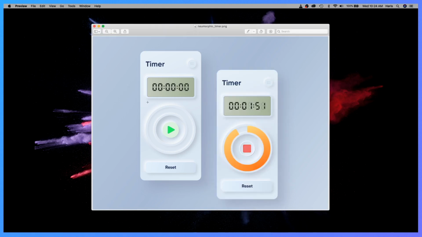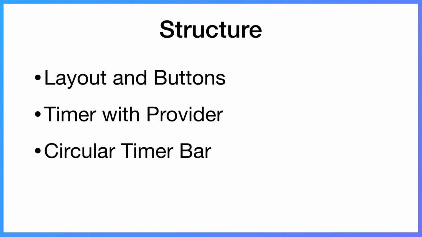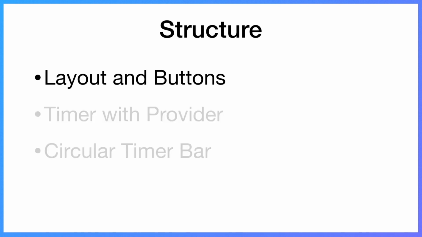And this is part 1 of 3 parts of this timer series. There is the layout and buttons, timer with provider, and circular timer bar. Today I'm going to share layout and buttons. Now, how can you plan your layouts with any design and how I create those neumorphic buttons?